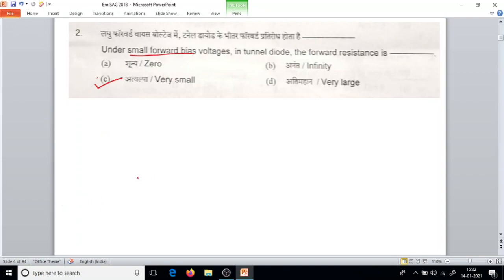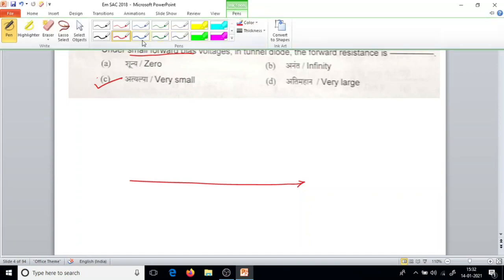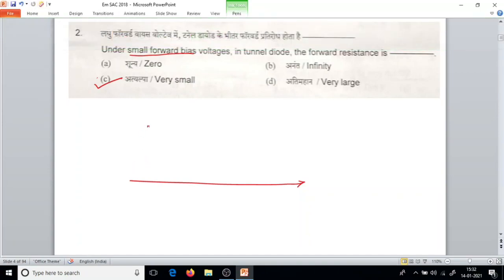The tunnel diode, we'll see how it is. We'll just see the tunnel diode characteristics. This tunnel diode has a negative temperature coefficient. This is the forward voltage applied to the diode, and this is the forward current. Now, if we draw the graph, first it will increase like a normal diode.